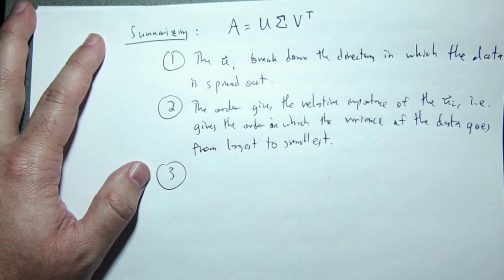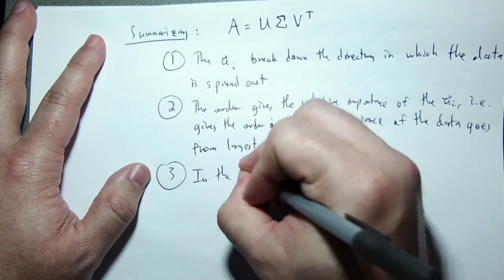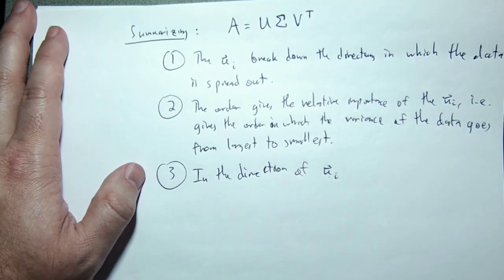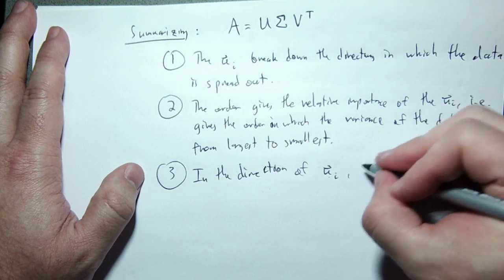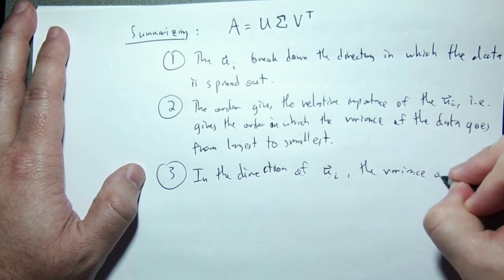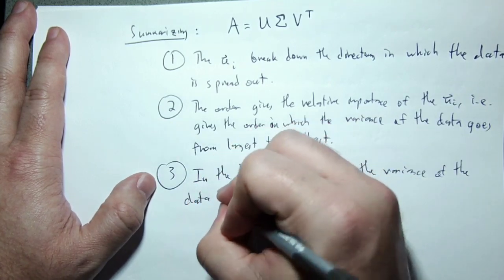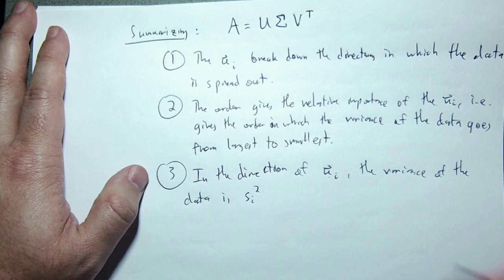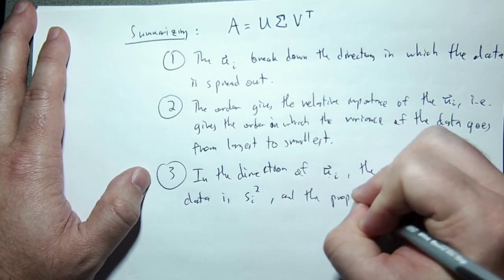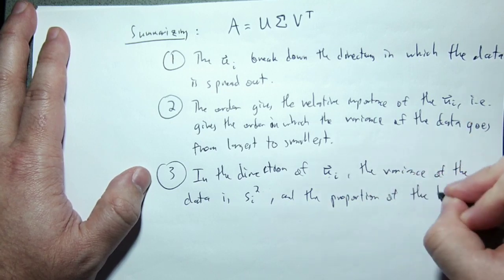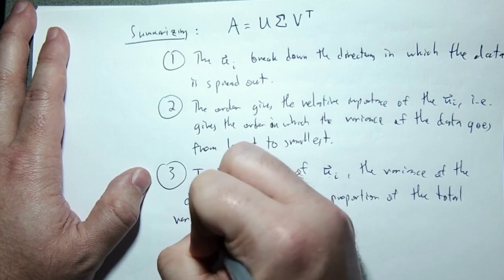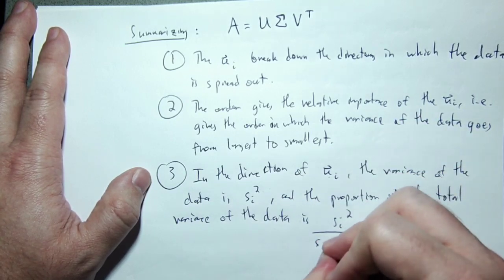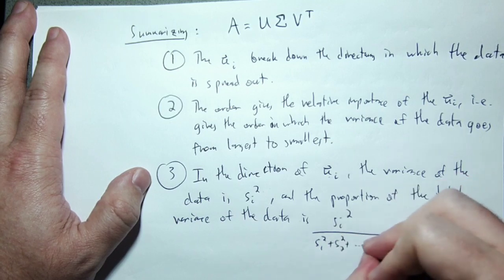So next, in the direction of a vector u sub I as a column of u, the variance of the data is s sub I squared, and the proportion of the total variance of the data is s sub I squared over the sum of the squares of all the singular values, period.